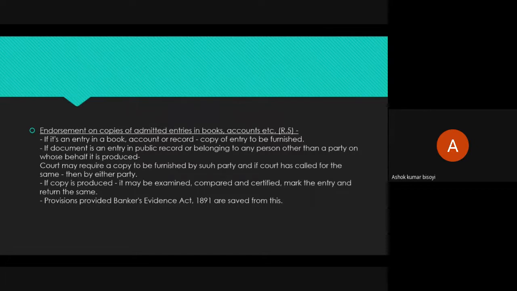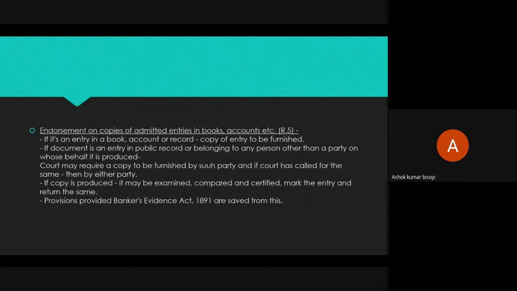Thereafter, once a copy of the admitted entry in the book, account or record has been produced, the court will examine it, compare it and certify it. Normally the Serestadar does this. The Serestadar is the officer of the court appointed in that behalf and is called the chief administrative officer. The chief administrative officer of the court will examine it, compare it, certify it and then mark the entry, and then return the same to the person who has produced it.